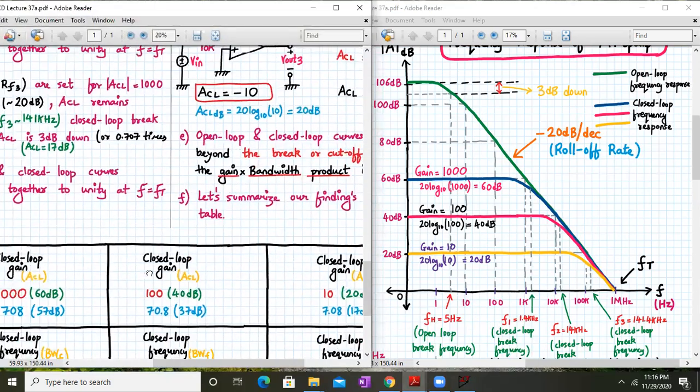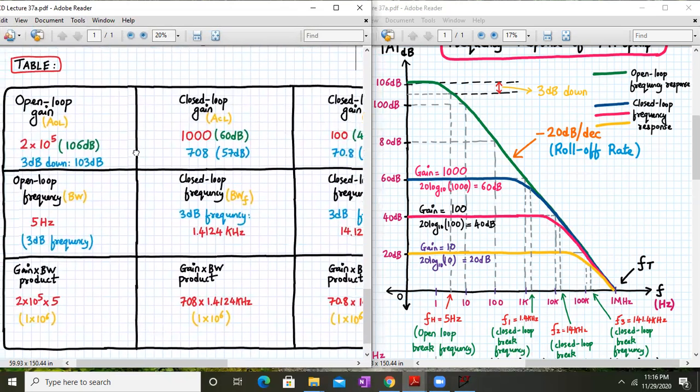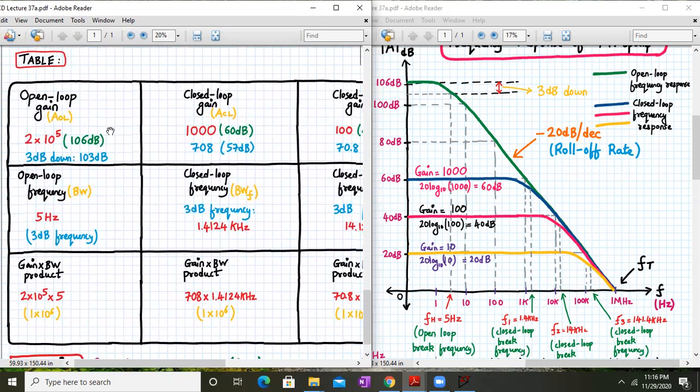These are the values which we are getting from the plot. This is the table which is comparing the open loop and the closed loop gains. Open loop gain is around 2 into 10 to the power 5, that is 106 dB. So 3 dB down will be 103 dB, and the bandwidth is 5 hertz. So the gain bandwidth product will be 2 into 10 to the power 5 into 5 hertz. That's what we have seen last time.